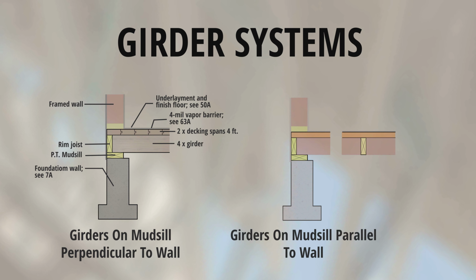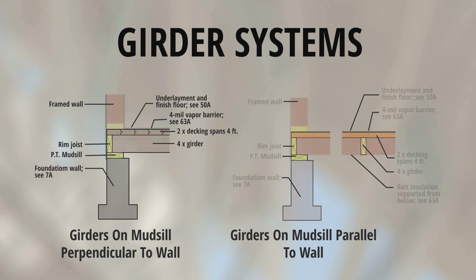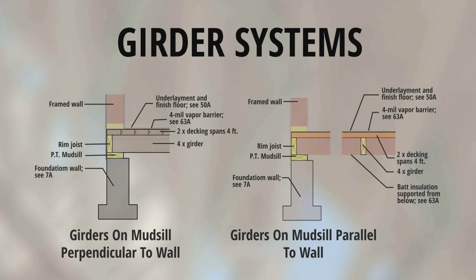2. Girders on mud sill parallel to wall. Framed wall, rim joist, pressure-treated mud sill, foundation wall. Underlayment and finished floor, 4 mm vapor barrier, 2x decking spans 4 feet, 4x girder, bat insulation supported from below.